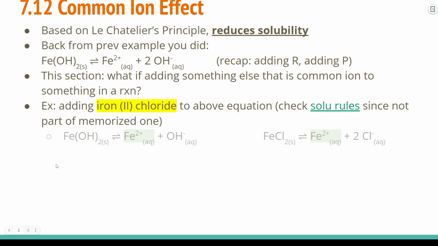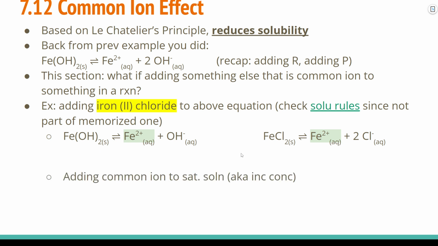And so here is the two things. This is the original equation given earlier. And this is the new thing I'm adding. So again, I'm adding iron 2 chloride as a solid. And since it can dissolve, it's going to dissolve into these two ions in the solution. And if we think about adding this common ion, in this case I have highlighted it in green here, I have added more iron 2 ion. Whatever the saturated solution of this was, if I increased the amount of iron by adding iron 2 chloride, I have now increased the iron 2 ions in the solution.